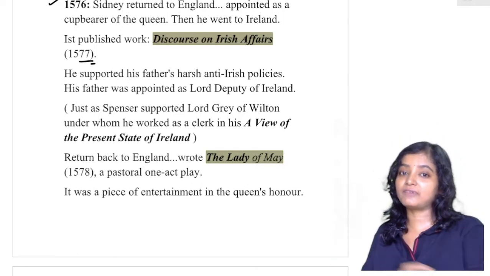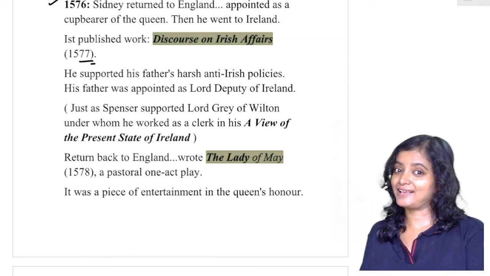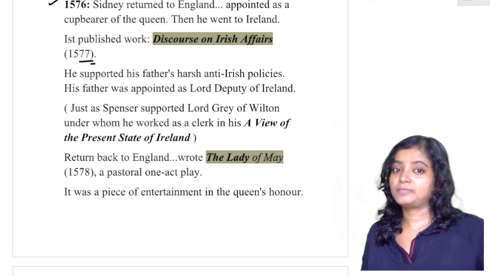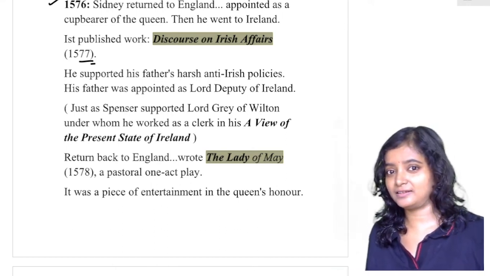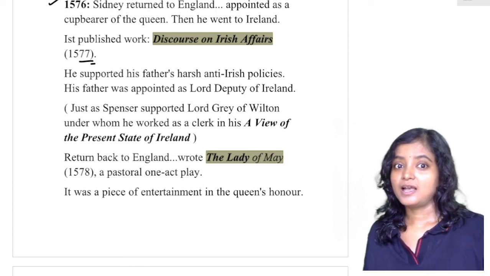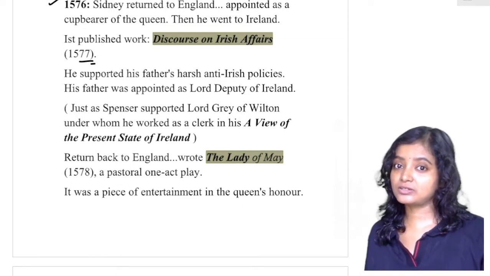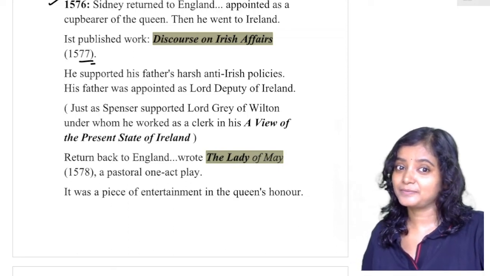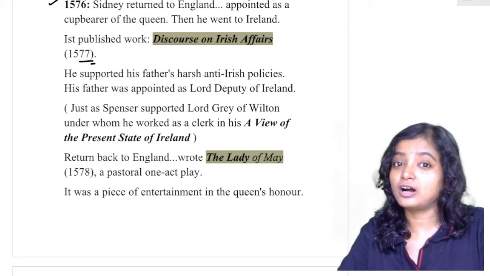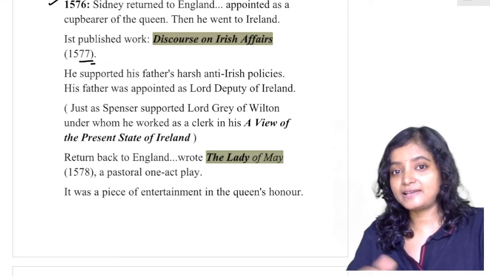Do you remember what we talked about in our first video? His father was appointed as a deputy in some official position in Ireland after 1560, and he supported his father's anti-Irish policies in his work Discourse on Irish Affairs, and the same thing happens with Spenser. Spenser supported Lord Grey's approaches to the Irish people.